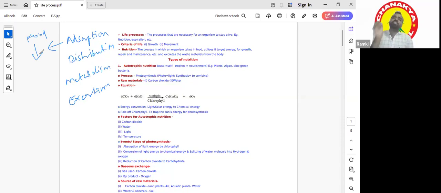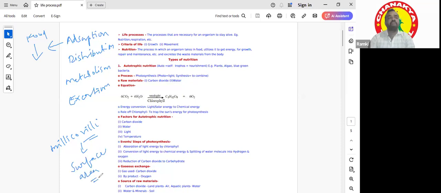Which structure is responsible for the absorption process in our body? Do you have any idea? Anyone? This is a previous year question. In our small intestine, there are structures called microvilli, which increase the surface area for absorption. Note it down here. The microvilli are responsible for increasing the surface area for absorption.